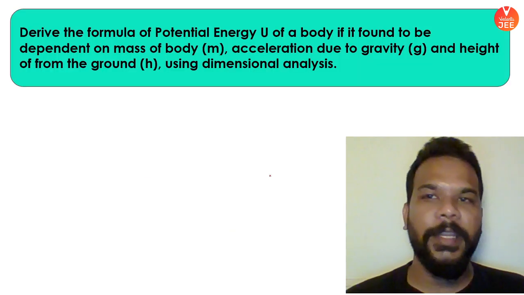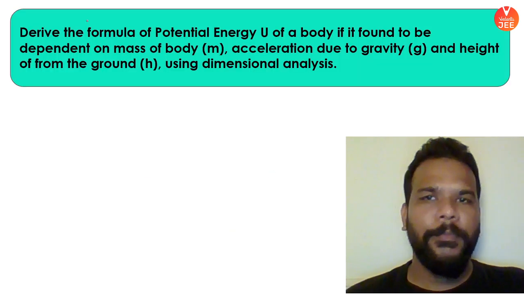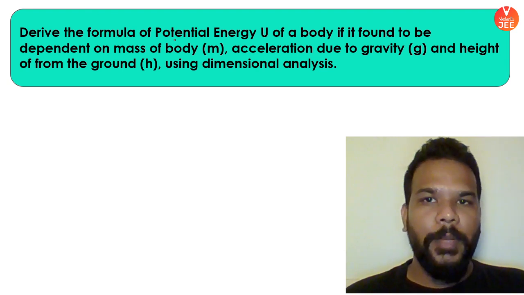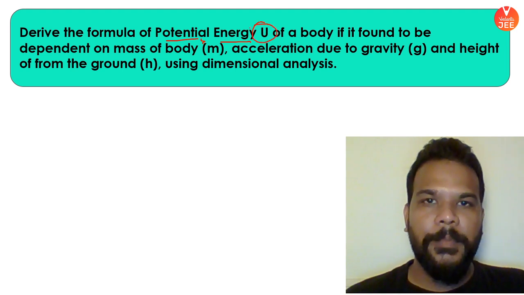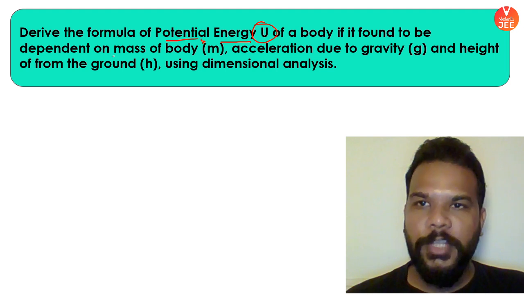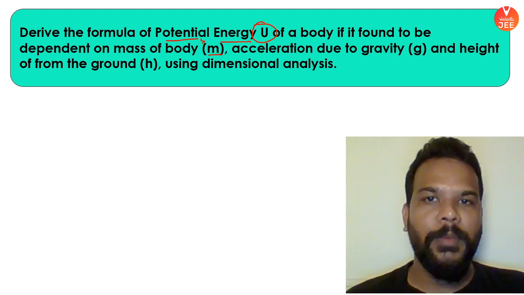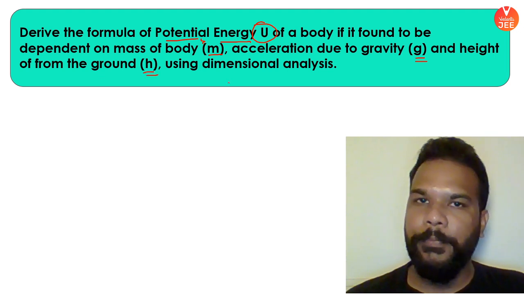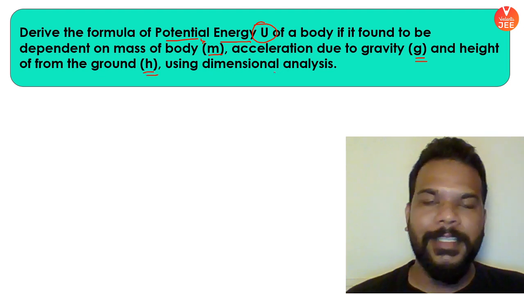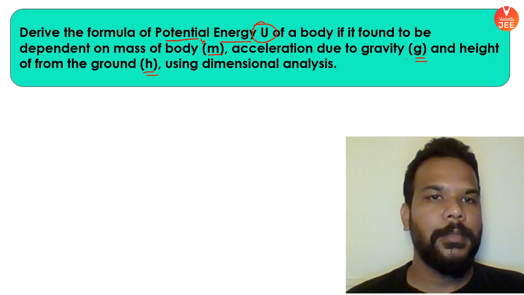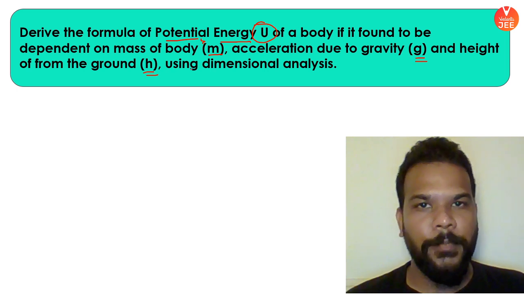Okay, let's first see the very first example. This is how the questions usually are being put up. Derive the formula for potential energy represented by capital U of a body if it is found that the potential energy is dependent on mass of the body, acceleration due to gravity, and height from the ground. Okay, so using dimensional analysis, we have to find out the formula of potential energy being the function of mass, small g, and h. Okay, guys.